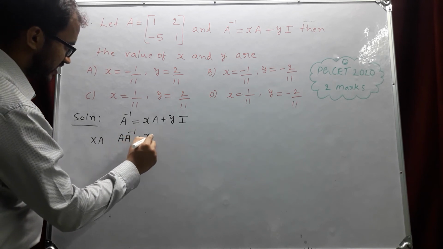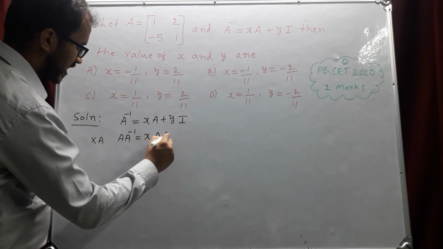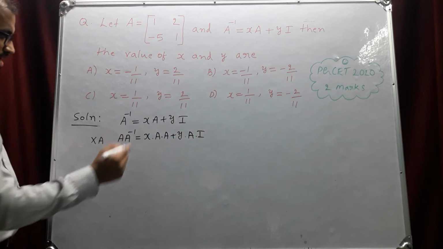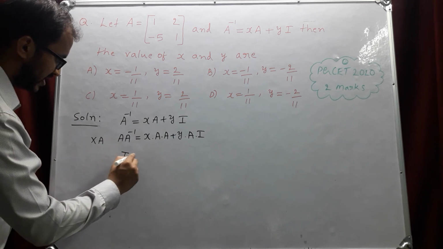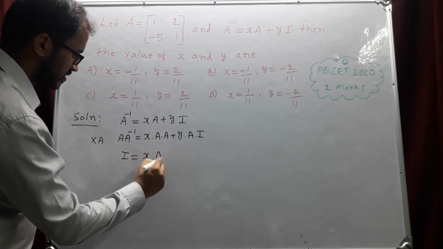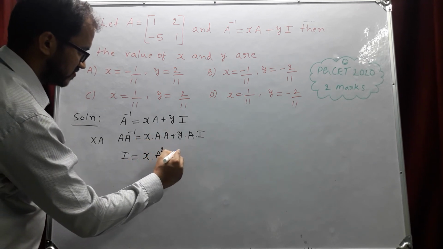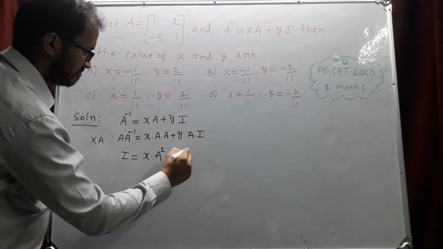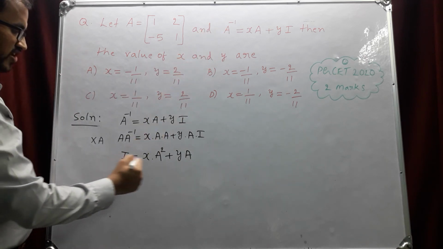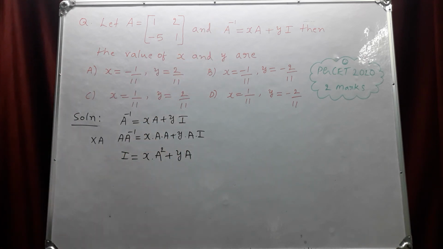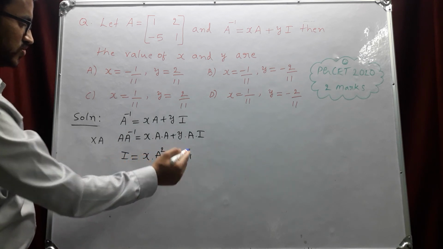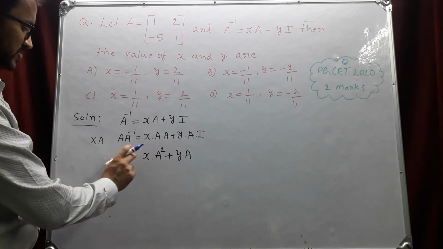is equals to x into A plus y into A into I. So A into A inverse becomes identity matrix is equals to x into A, that is A square plus y into A into identity matrix becomes A. So instead of solving this equation, we can consider its equivalent equation, that is I is equals to x into A square plus y into A. So let us substitute the values.